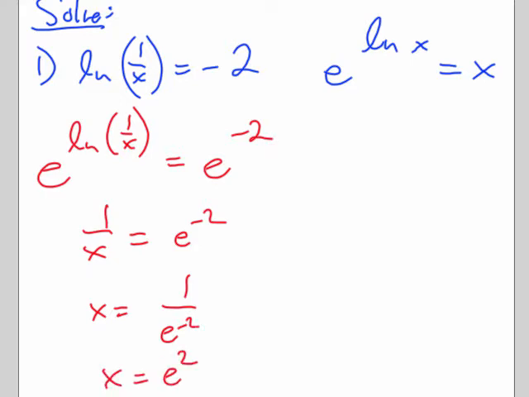Remember, with log equations, we have to check to be sure that we're not taking the log of a negative value. Well, e squared is 2.72 squared. That's positive. 1 over positive is positive. Log of a positive should be possible, so it should be okay. Therefore, the answer is x equals e squared.